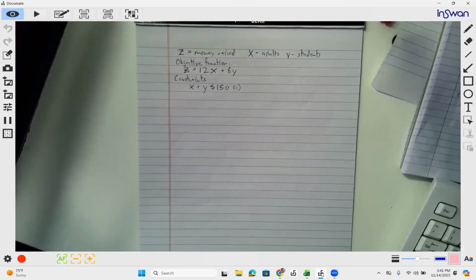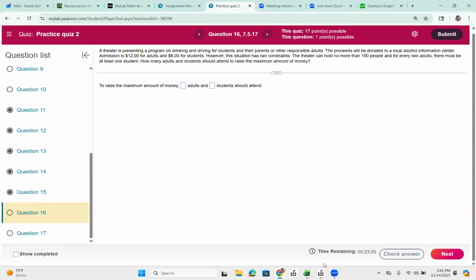But it also says that there has to be a kid for each. Okay, so now let's move on to the next constraint. Now this one gave me a lot of trouble. Okay, I got to be honest with you. This one gave me a lot of trouble. It says there must be at least 1 student for every 2 adults. I had to do a little bit of trial and error to figure out how I was going to write that. There must be at least 2 adults for every 1 student.